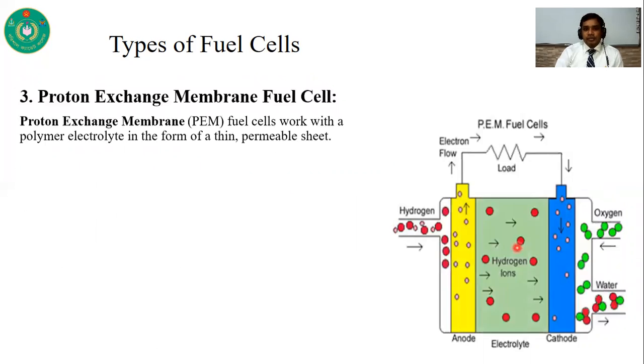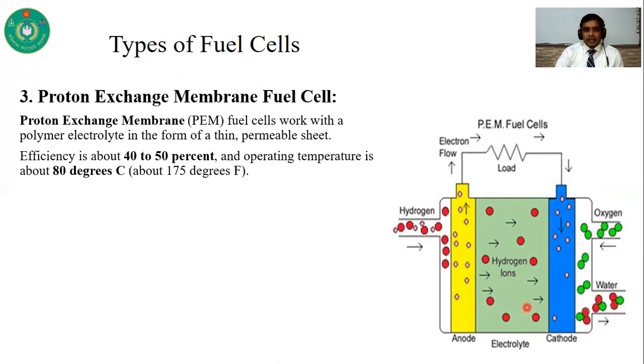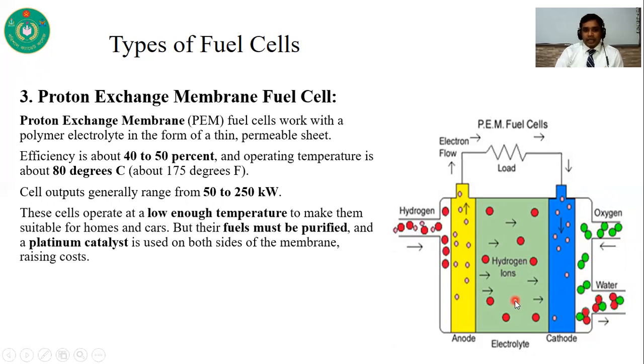Third one is proton exchange membrane fuel cell. Proton exchange membrane fuel cell works with a polymer electrolyte in the form of a thin permeable sheet. So here you can see the proton exchange membrane fuel cell, and its efficiency is about 40 to 50%. Operating temperature is 80 degrees Celsius, and cell output generally ranges from 50 to 250 kilowatt. These cells operate at a low enough temperature. You already know that, 80 degrees Celsius.